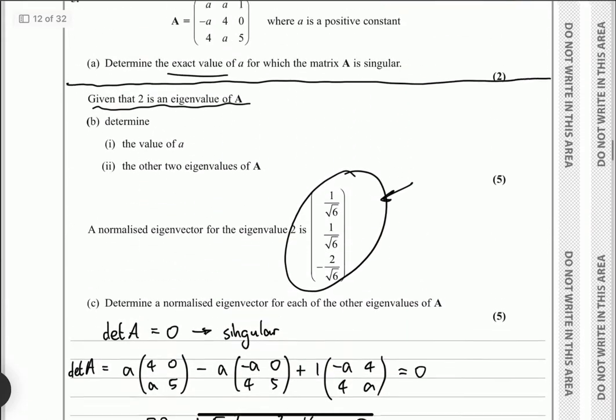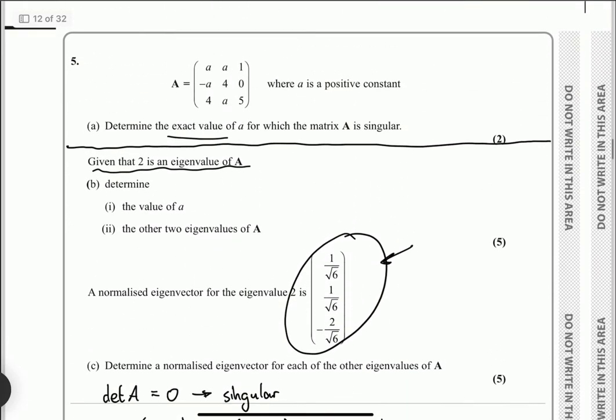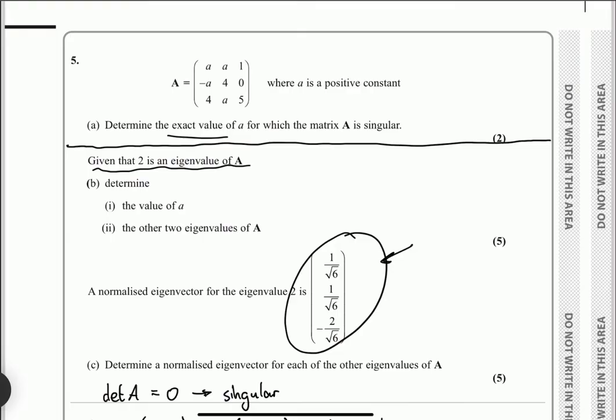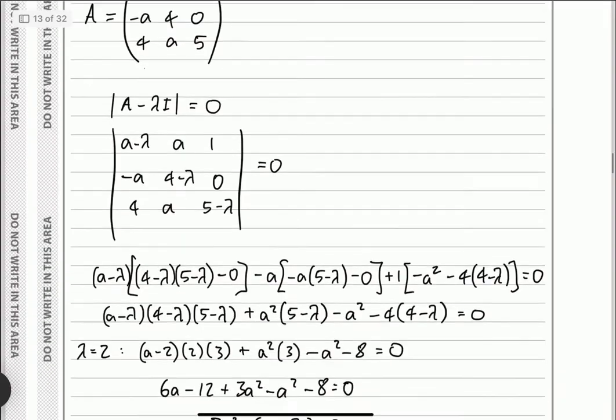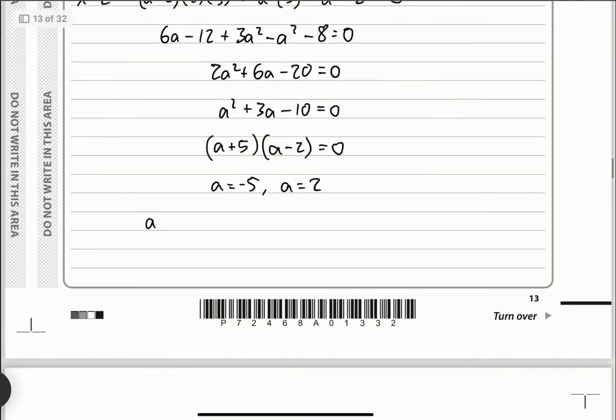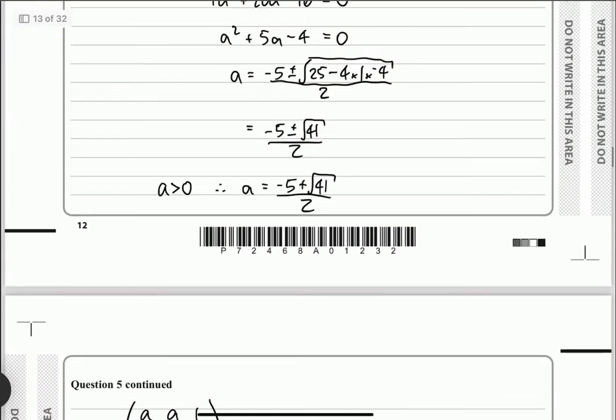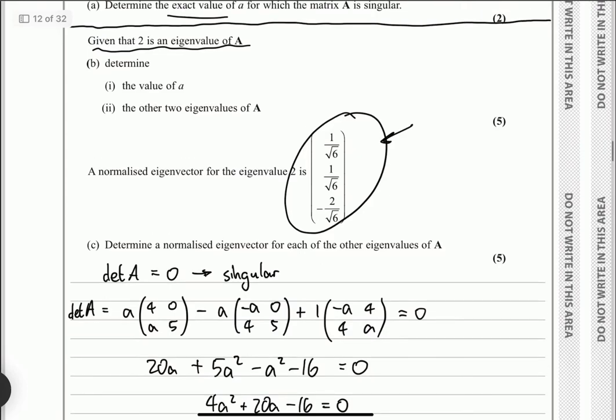And I think we've got information that a is a positive constant. Now you might say, oh, that's part of the first part of the question, and it kind of looks like it is, but this being even before part A is separate even from that. So this is still true for the rest of the question. So a is a positive constant still for this part. So we've got a equals 2 as our final answer here for a. So that is part I of B.